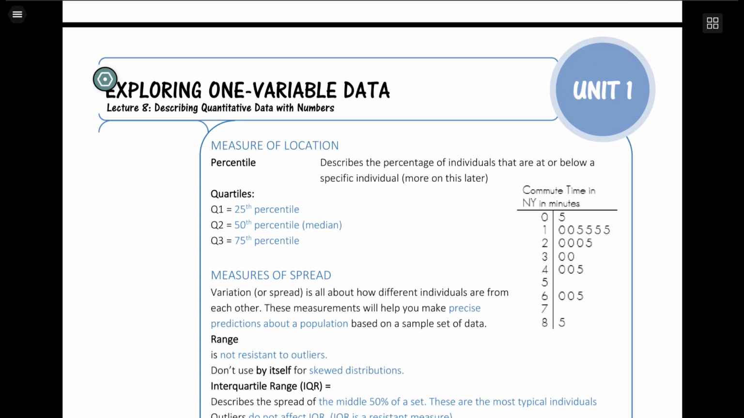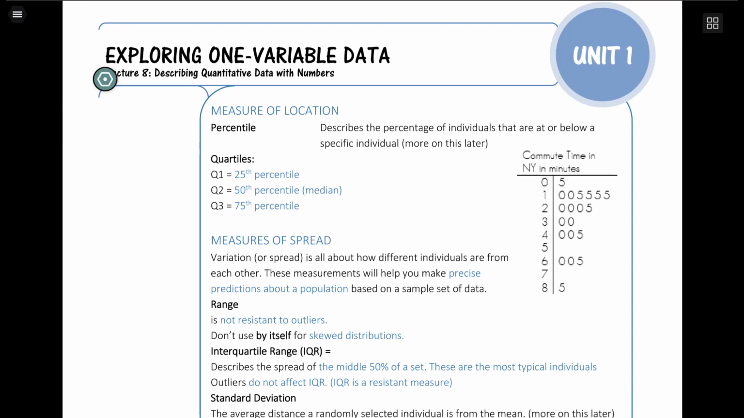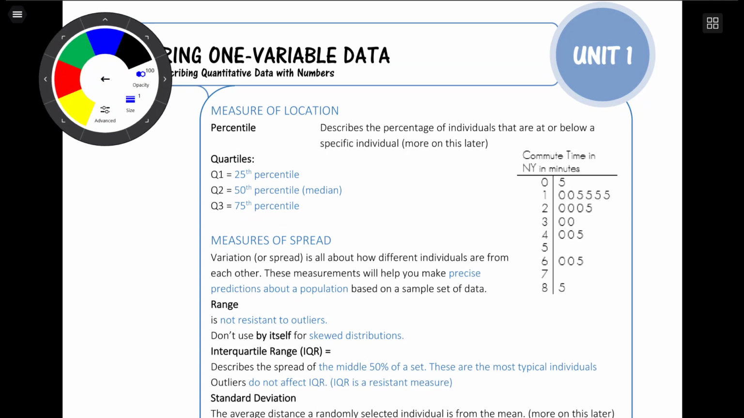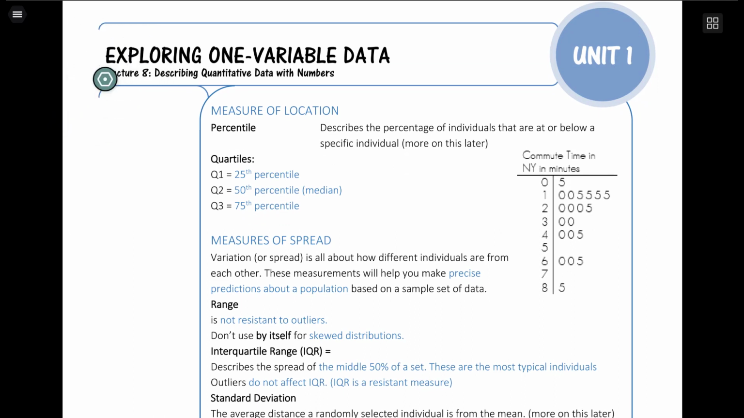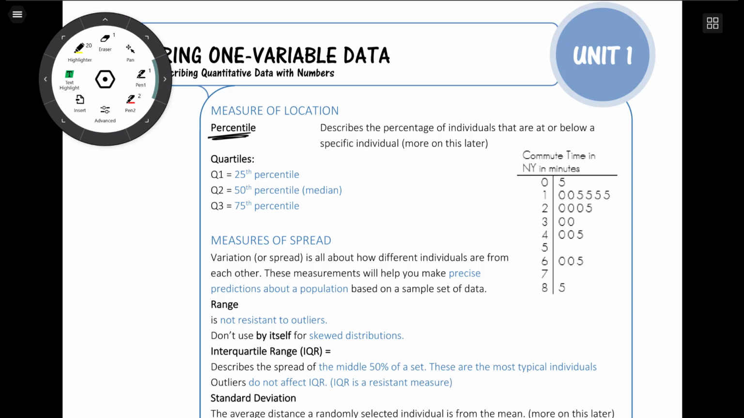Before we can get into measures of spread, we really need to address a few special measures of location. Now, we'll get into more of these a little bit later in the lecture, but one measure of location is known as a percentile. It describes the percentage of individuals that are at or below a specific individual. This is important when we are trying to describe a few special locations, and those are the quartiles, right? If you look at the root of these words for quartiles, quartile 1, quartile 2, and quartile 3.